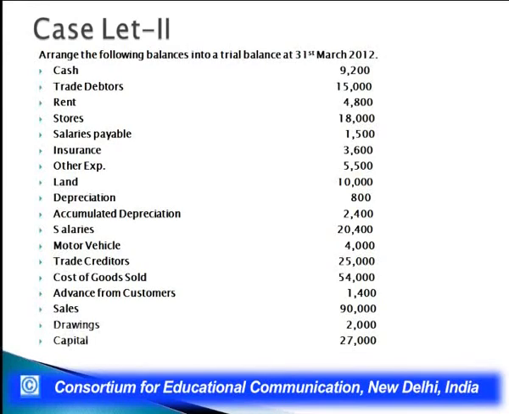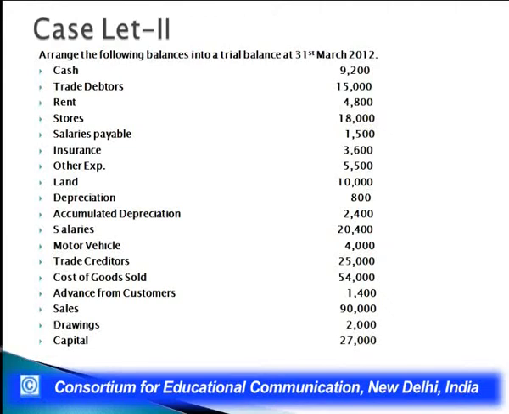The next item is land, 10,000. Land, as we know, is a non-current asset. All assets, either current or non-current, would have debit balance as their normal balance. So this land would go to the debit side of the trial balance. Depreciation 800. Depreciation is an expense for the business, and applying the rule of expenses, we should be debiting it, carrying this value to the fourth column, debit balance of the trial balance.